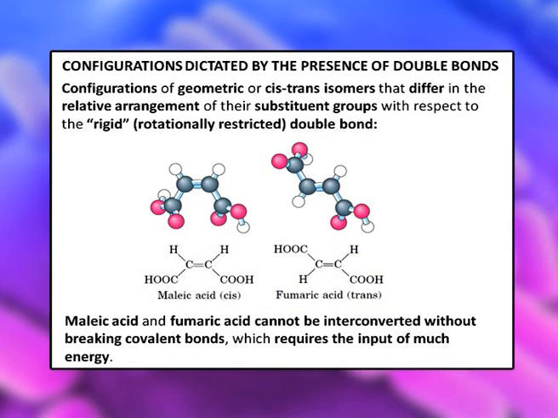Now, maleic and fumaric acid cannot be interconverted without breaking a covalent bond, and this requires the input of a significant amount of energy. So, this is the basic difference between conformational isomers and configurational isomers.